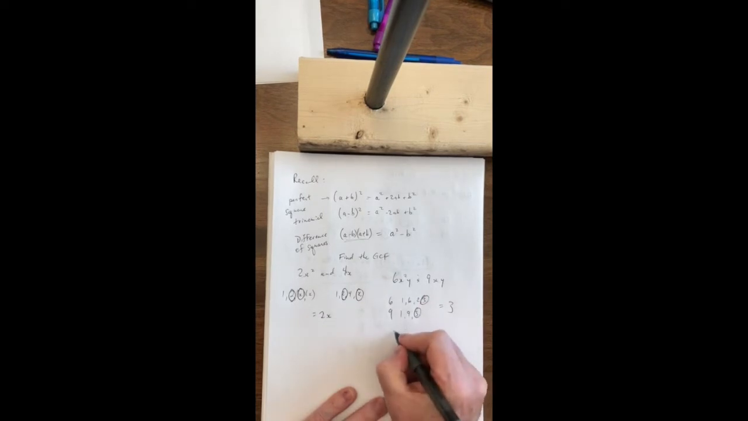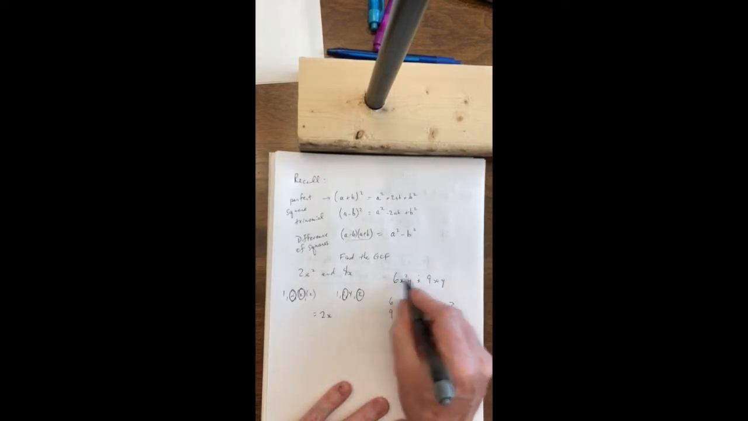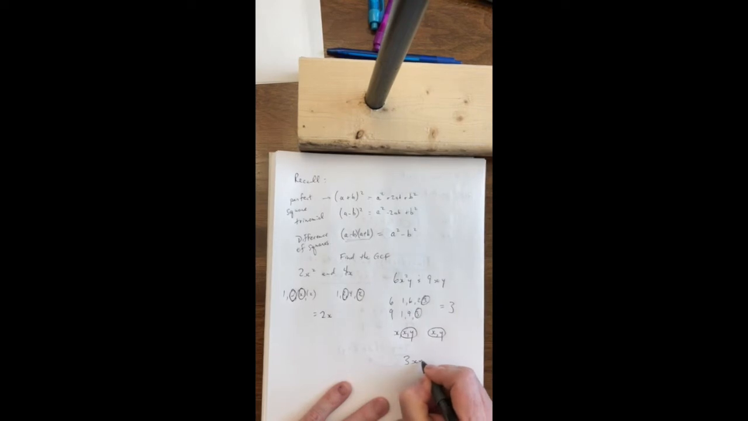And for the 6x squared y, we have an x and a y. Here we have an x and a y. What do we have in common? We have xy in common. So our greatest common factor is 3xy.